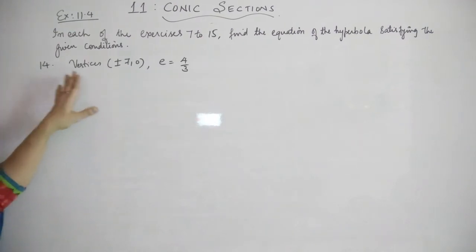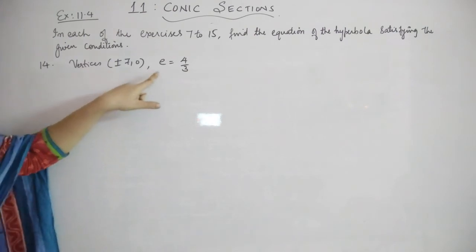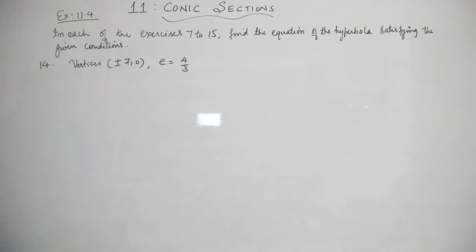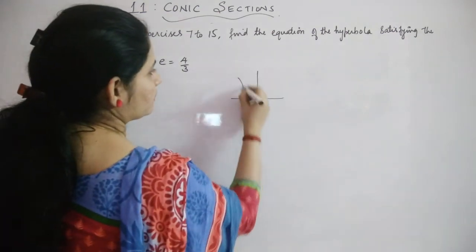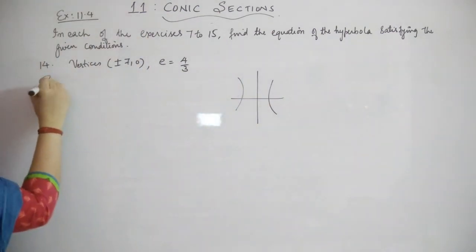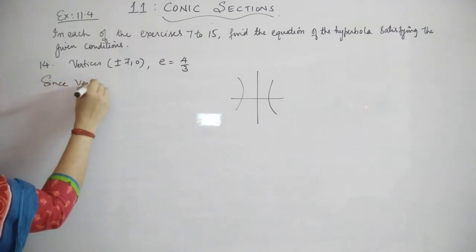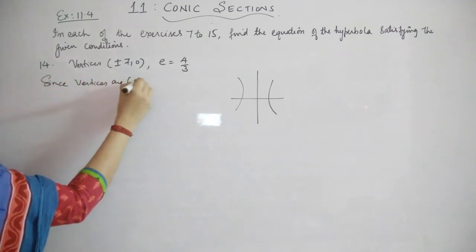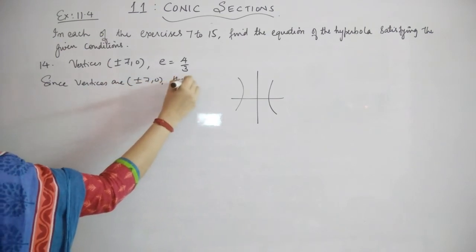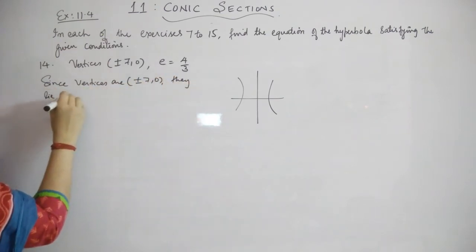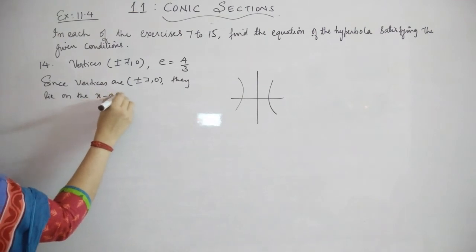Question number 14: vertices is given to be plus or minus 7, 0 and E is given to be 4 by 3. We have to find out the equation. Again vertices is of the form plus or minus A, 0. So you can say the transverse axis will lie on the x-axis like this, right? Since vertices are plus or minus 7, 0, they lie on the x-axis.